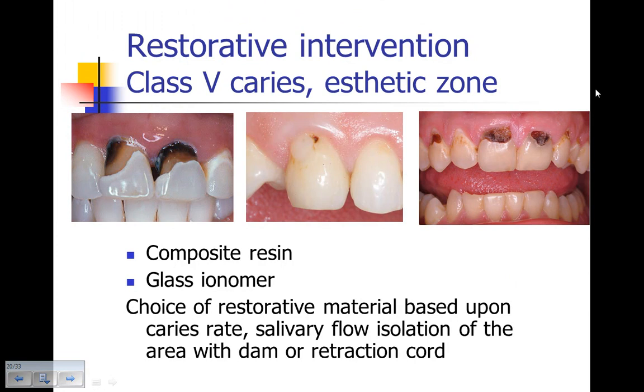And so when we look at restorative interventions, Class V caries in the aesthetic zone, our choices of materials are composite resin, glass ionomer, and when we make that choice, it's based upon the caries rate, salivary flow, the ability to isolate the area with the dam or retraction cord. Is the condition caused by xerostomia, by an oral systemic condition or a localized condition, or is it merely a patient who hasn't cleaned their teeth?